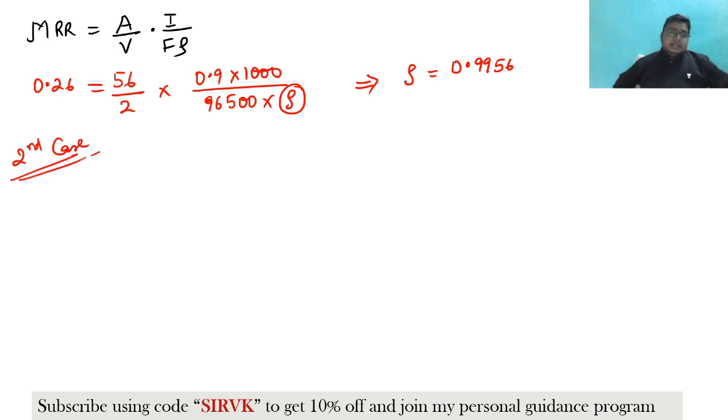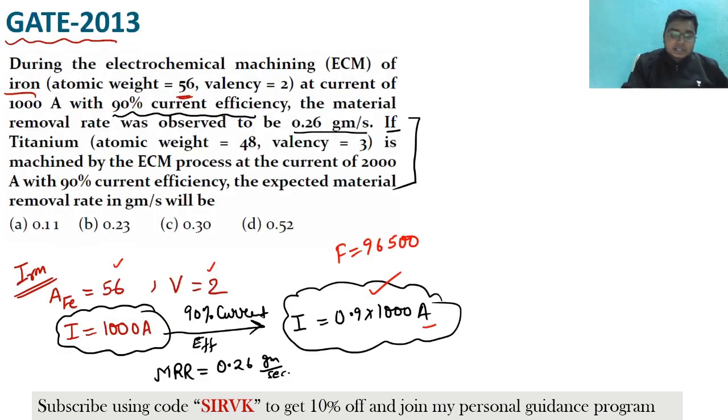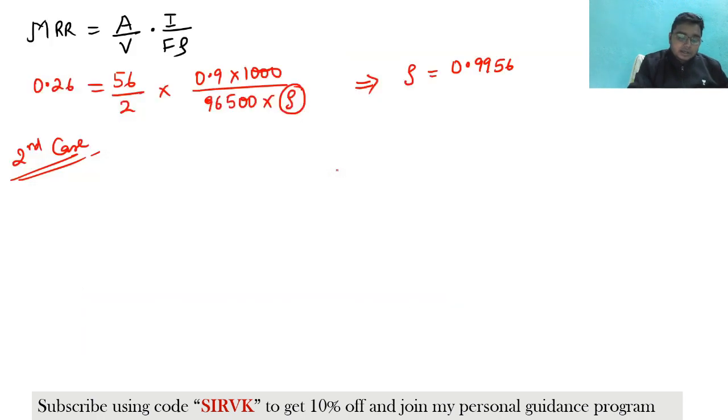So basically in the second case, what is being told? In the second case it has been told that titanium, whose atomic weight is 48 and valence is 3, is given, and the current is what? Let me write it here. If that is the second case, what can you write? MRR will be, again the same thing, A by V I by F rho, isn't it? Where rho is the density. Fine.